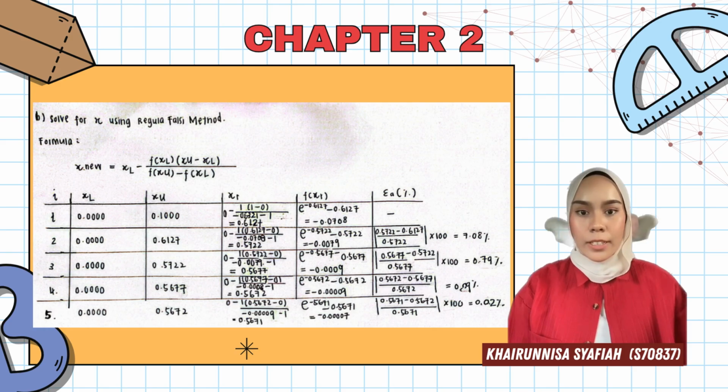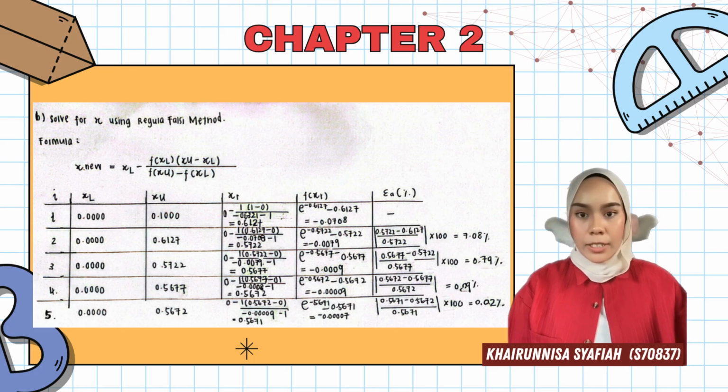Next, in part B, we try to speed things up using the regula falsi or false position method. Instead of blindly cutting the interval in half, regula falsi connects f(xl) and f(xu) with a straight line and estimates the root where the line crosses the x-axis. We use the formula xnew equal to xl minus f(xl) times (xu minus xl) over (f(xu) minus f(xl)). In iteration 1, substituting our bounds gives us an estimated root of 0.6127. By iteration 2, the error quickly drops to 7.08%.